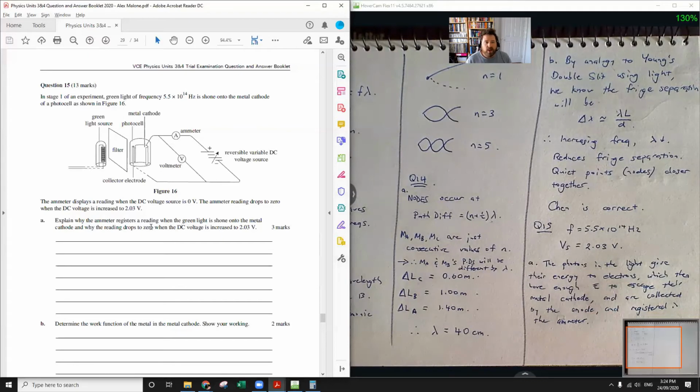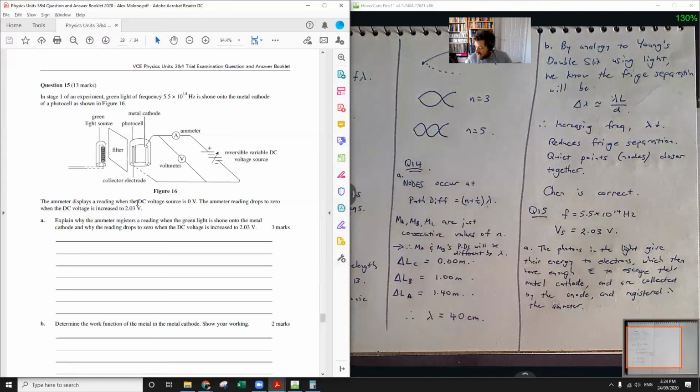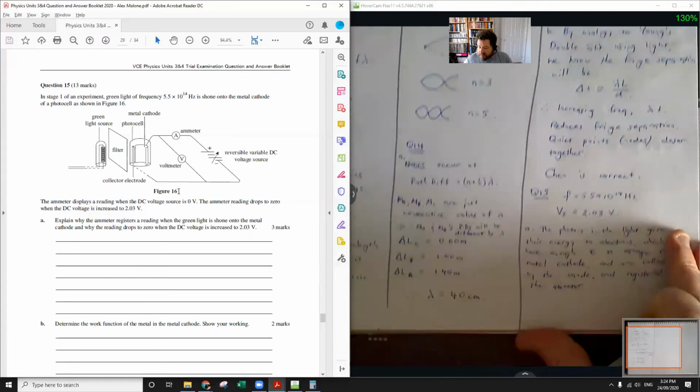And then you want to say, why did it drop to 0 when the DC voltage is increased to 2.03 volts? So what we want to say here is each photon only has a limited amount of energy. So that means each electron only comes out with a limited amount of energy, which means there's a limit to how much work those electrons can do against a back voltage. Okay, so however you want to structure that answer, I'll write down my version of it in a minute, but that's what we're basically getting at here.